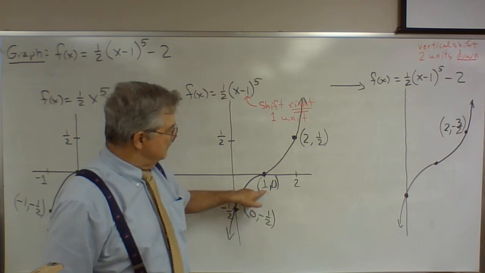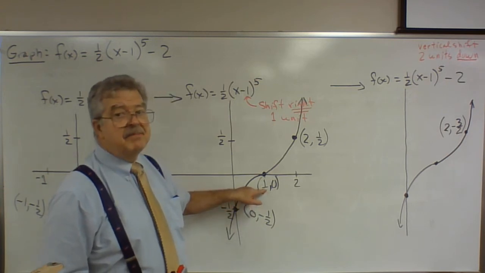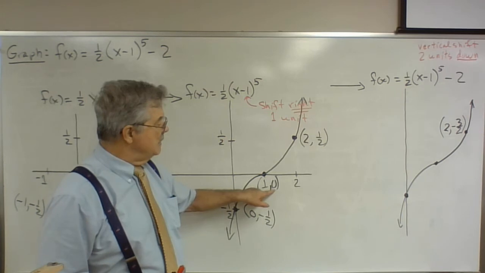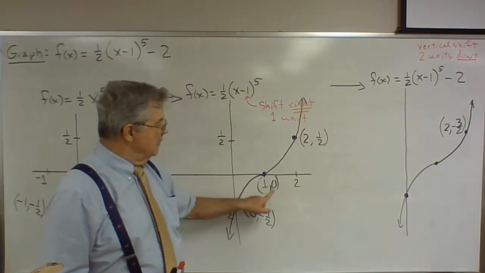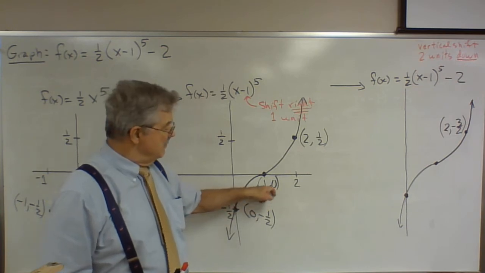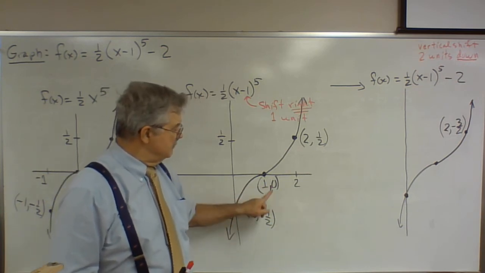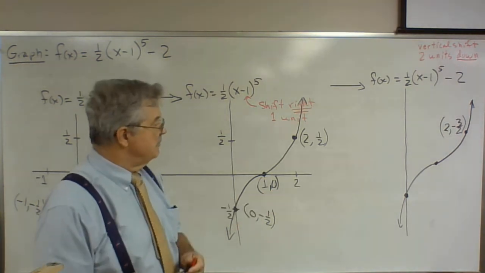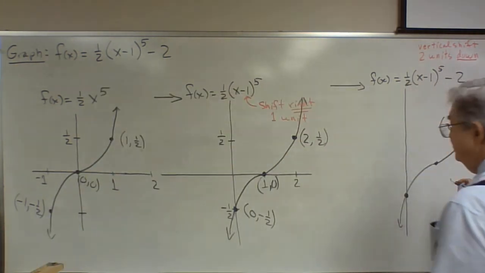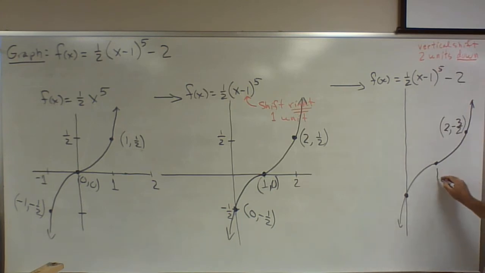This point, we're going to keep the x coordinate the same because this is a vertical shift. Only y will change. And we're going down 2 units. We're starting at y equals 0, and we're going down 2 units. 0 minus 2 is -2. So this is the point (1, -2).